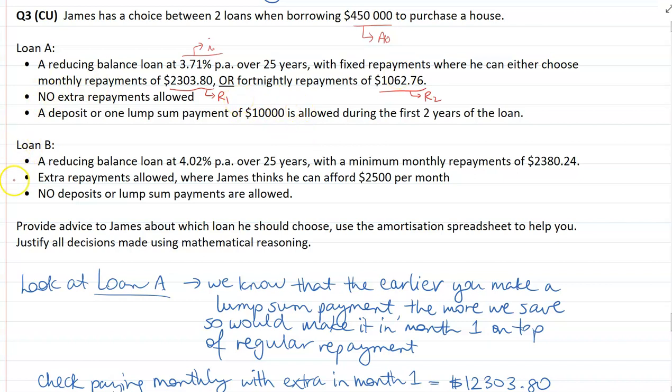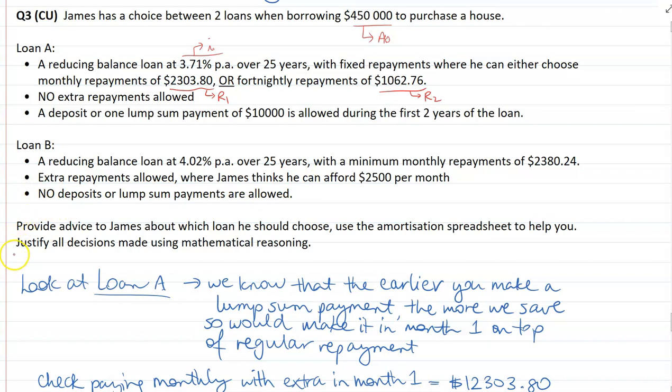For loan B, this is a reducing balance loan of 4.02% per annum, so a higher interest rate, and has minimum monthly repayments of $2,380.24. He is allowed extra repayments, and James thinks he can afford $2,500 per month. However, you cannot make deposits or lump sum payments within the loan.